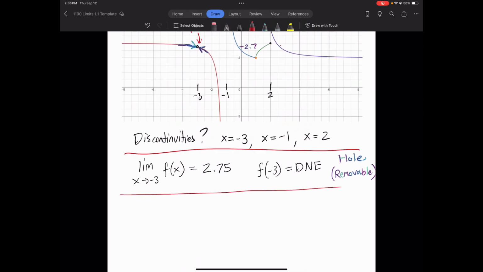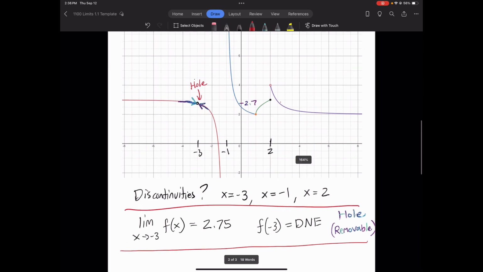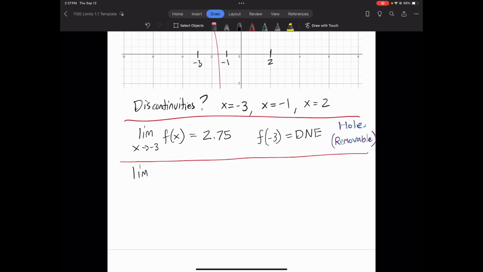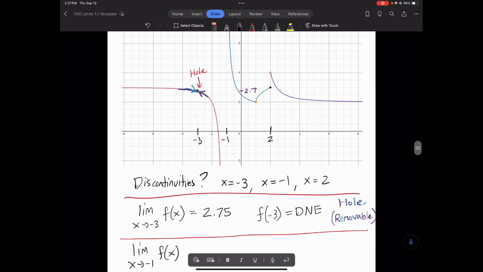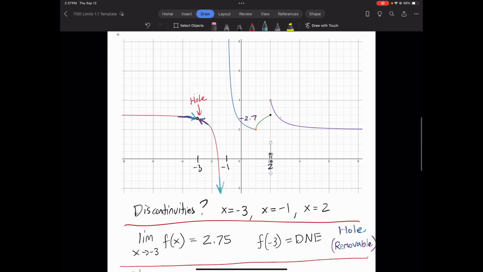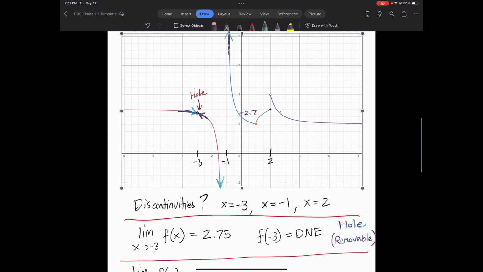Okay, well, let's move on to the next type of discontinuity. Let's look at what's happening at -1. Well, what is my function approaching as I approach -1? If I come from the left side, my function is shooting down to -infinity as I approach -1. But if I come from the right side, my function's going up to positive infinity. Interesting. So at -1, it actually depends on what direction I come from, because I'm getting two different things. I'm getting two different types of infinity, positive infinity and negative infinity.